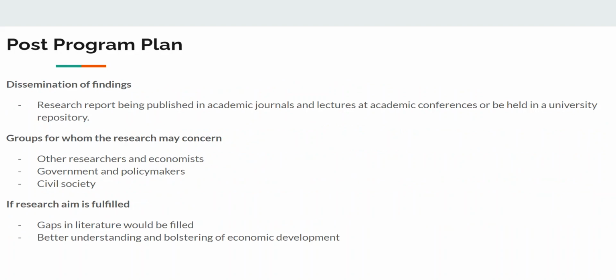Now, what is the post-program plan? We will spread our findings in the academic journals and conferences, and groups for whom the research may concern include other researchers and economists, government and policymakers, civil society. This also shows the necessity of our research because it shows how many people could use it. And if the research aim is fulfilled, gaps in the literature would be filled, and there would be a better understanding and bolstering of economic development. And thus, all of these factors show why our research is actually necessary.